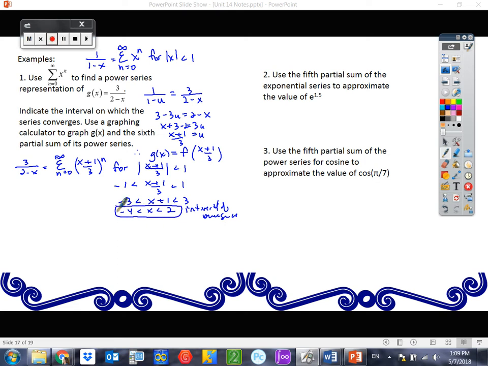Okay, so we just took care of that, interval of convergence. And that's a really big deal. What does it mean to be an interval of convergence? Why do we care so much? I'm going to show you on the graphing calculator why this is very significant for us.